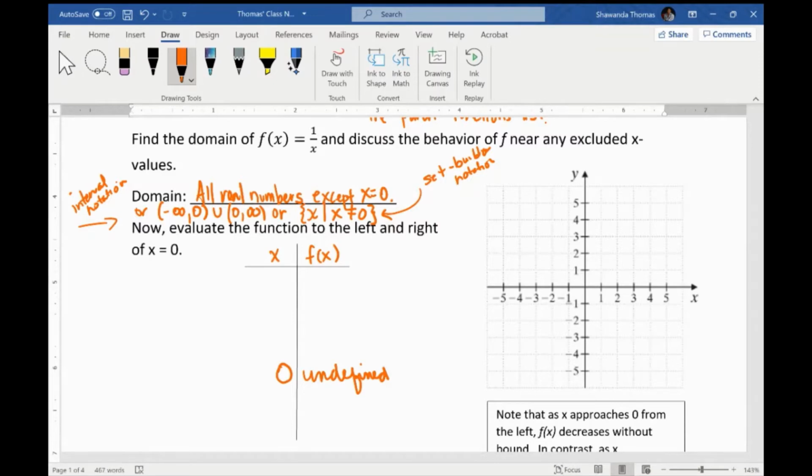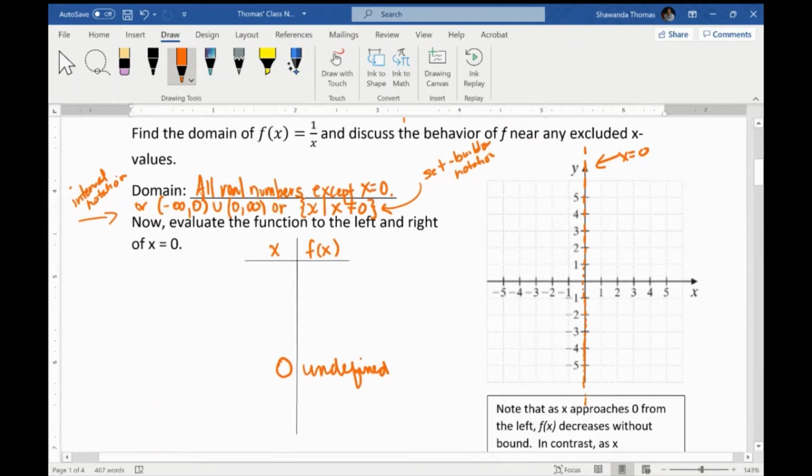Now, if it was the opposite way, if 0 was in the numerator divided by a number, then it would have been 0. So to showcase that, I'm going to put a dashed line right here at x equals 0. Remember, when we do vertical lines, we put x equals the constant. I want to show you what happens around that line.